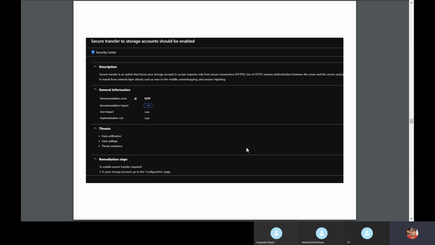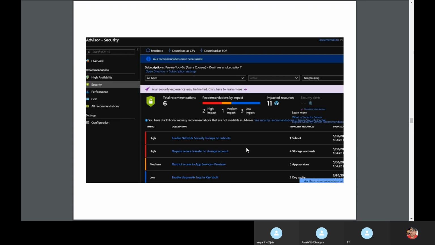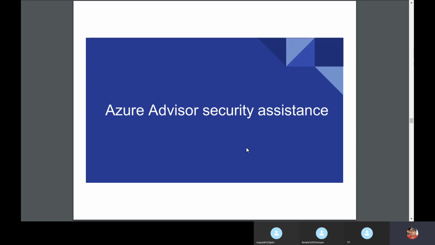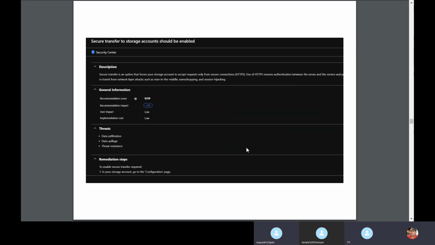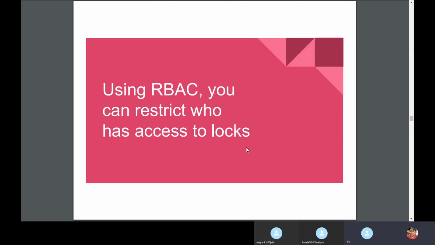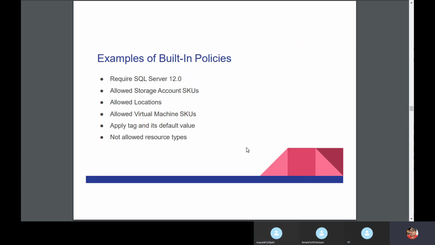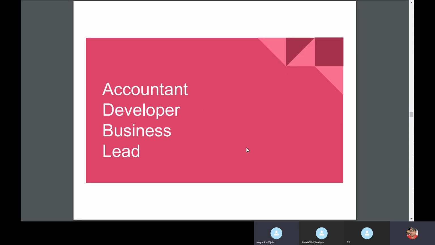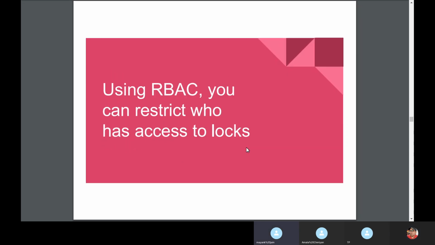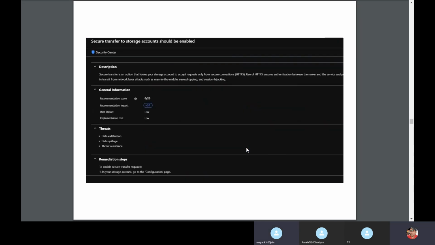As of now we have discussed the Security Center and the Azure Advisor. Both are integrated and work simultaneously to provide security recommendations.